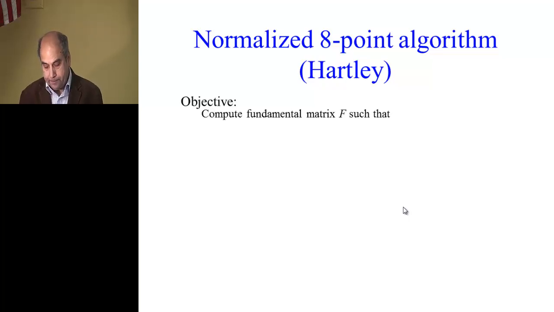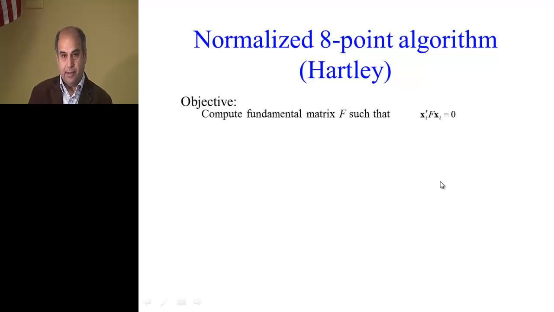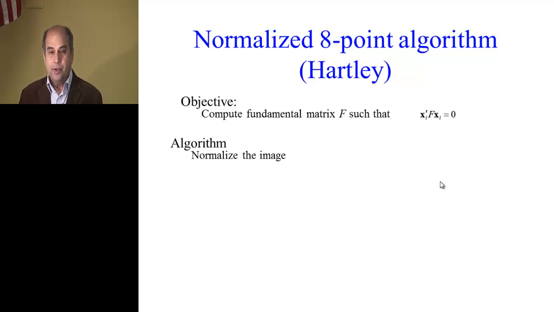So the objective is, and this is a very famous paper, called In Defense of the 8-point Algorithm. The title is in PAMI. So we want to compute the fundamental matrix such that this is satisfied. That's our constraint. So what we are going to do, we are given 8 points in the first image and the second image. We know their correspondences, the coordinates in the left image and the coordinates in the right image.